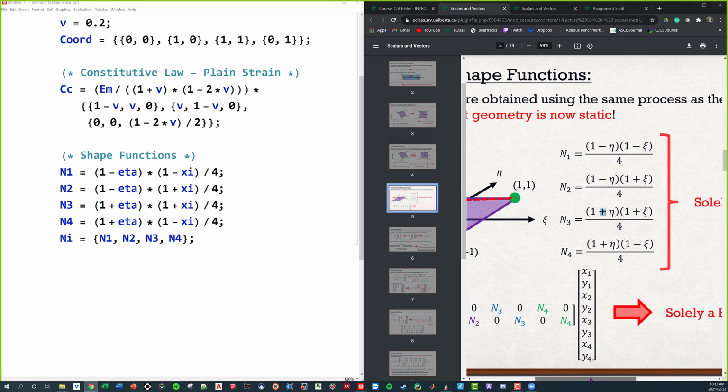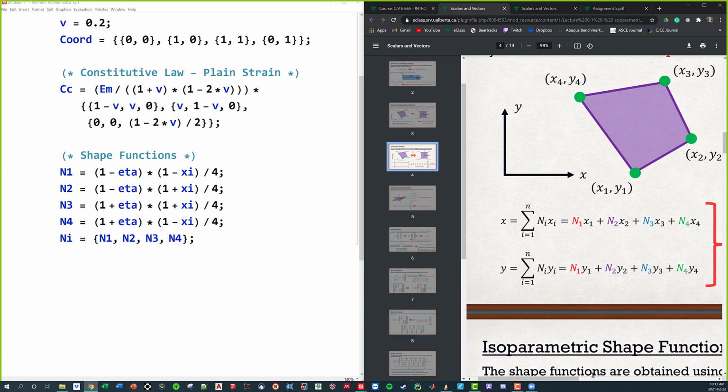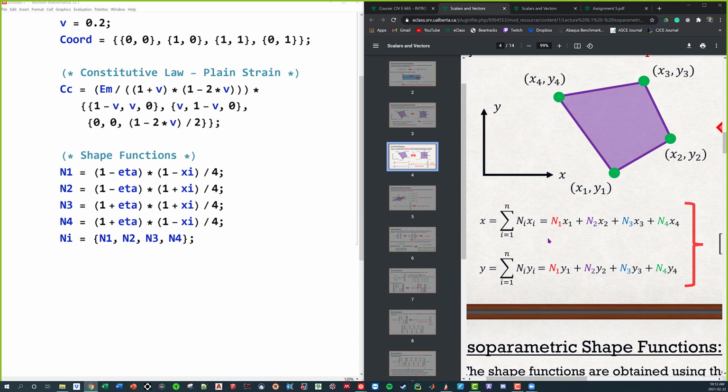So if we were to go back over here, we need to find what x and y are. If I go up here, I said that x is simply going to be the summation of our shape function I multiplied by xi. So in expanded form for these 4-node elements, it's going to be N1 times x1 plus N2 times x2 plus N3 times x3, and so on. So what I'm going to do is create these right now, and I'm going to call this section our coordinate mapping. So coordinate mapping section.